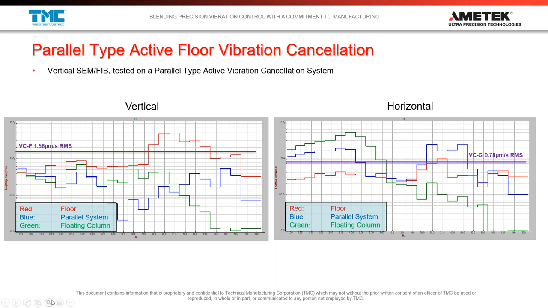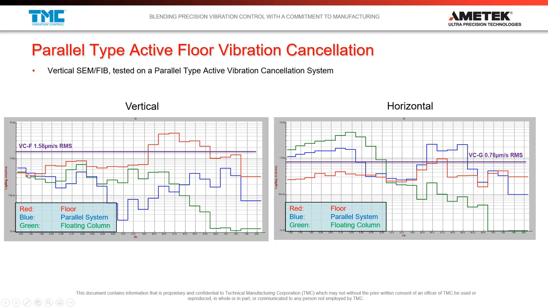So here's a good example of a vertical SEM. It's a standalone SEM FIB tool, similar to a Helios from Thermo Fisher, or one of the JEOL SEM FIBs, or a CrossBeam from Zeiss, something like that. When we go out there and put a system underneath a tool like that, we take measurements. And here's one that was installed initially on a parallel type active floor vibration cancellation system, not made by TMC.